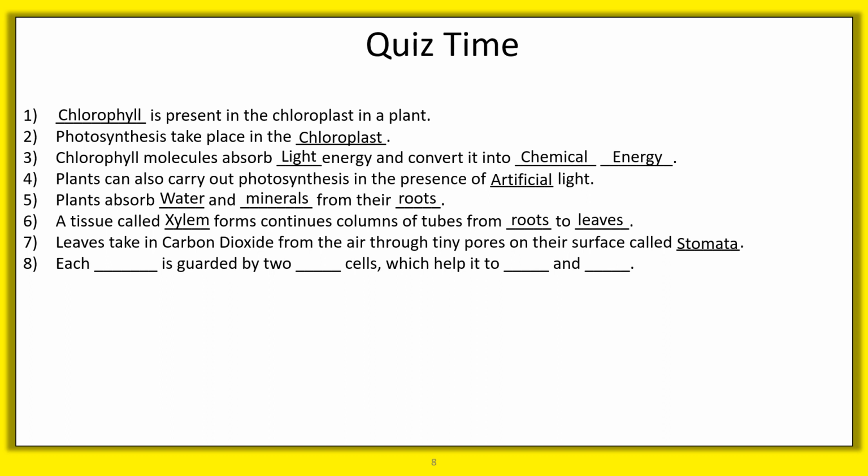Eighth, which is the last question, let's see it. Each dash is guarded by two dash cells which help it to dash and dash. This is a very simple question. I hope you don't take much time for this question. The time is up and the answer is each stomata is guarded by two guard cells which help it to open and close.